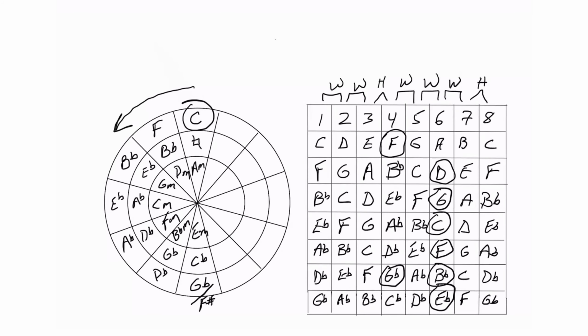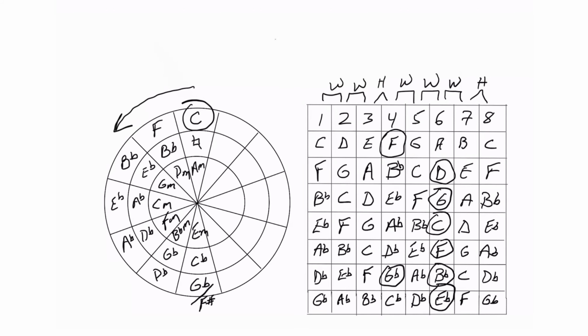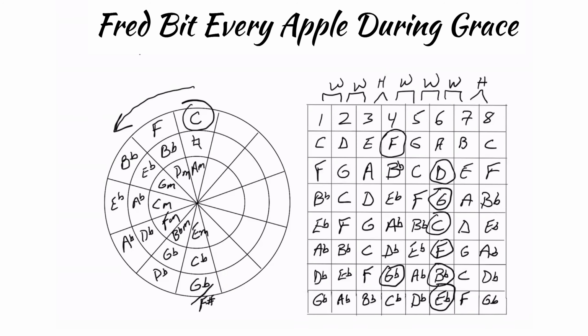And now what can we use to help us remember the order of our circle of fourths for all of our flat keys? I use the phrase, Fred bit every apple during grace. You can also think of it as F, the word bead, and the letter G. You just have to remember the F and the G, and think of everything on this side as having a flat with it except for the F. So it's F, B flat, E flat, A flat, D flat, G flat.